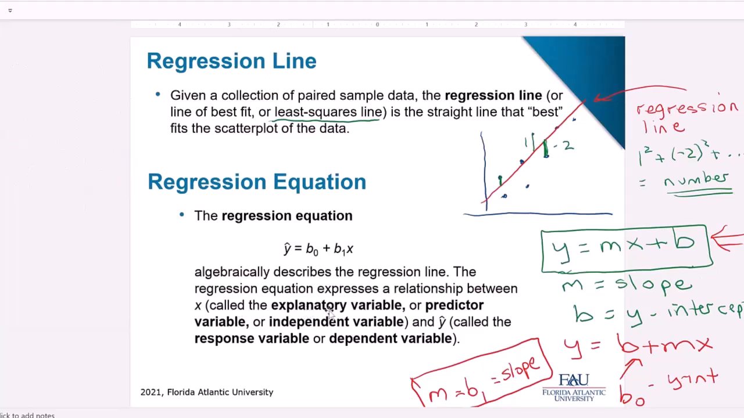X is called the explanatory variable or predictor variable or independent variable. I showed you why it's the independent variable. It's also the predictor variable because when I pick a value, it's going to predict my value of y. And then y hat is called the response variable. We predict something and then we have a response.